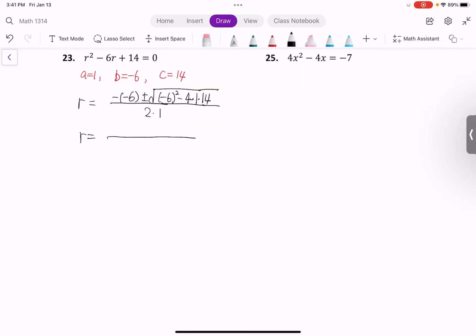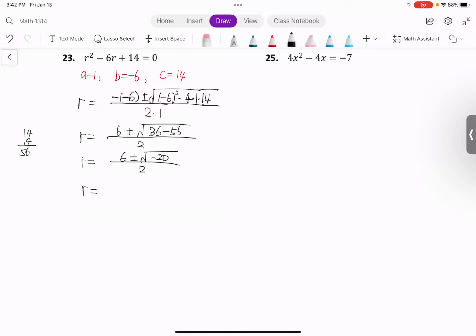Let's simplify the expression. We have positive 6, plus or minus the square root of (-6) squared, that's 36, minus 4 times 1 times 14. So what is 4 times 14? That's 56, all divided by 2. And 6 plus or minus, what is 36 minus 56? That's -20, over 2. Now we see this is not a real number. This is a complex number. It has the imaginary number i part.